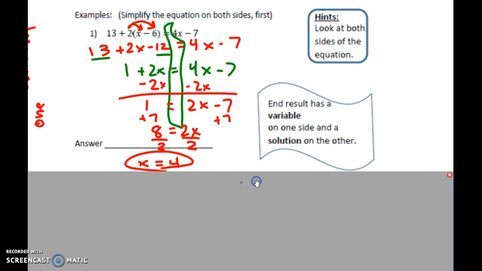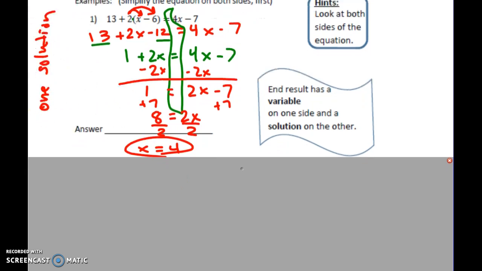So again, this is the typical question that we get a solution for. So it's not really a special case. It's what we're used to, but we're going to stick it up here in this category, okay? It results in where your variable's on one side, and you actually have a numerical solution on the other side. So this would have one solution, and it's x equals 4.